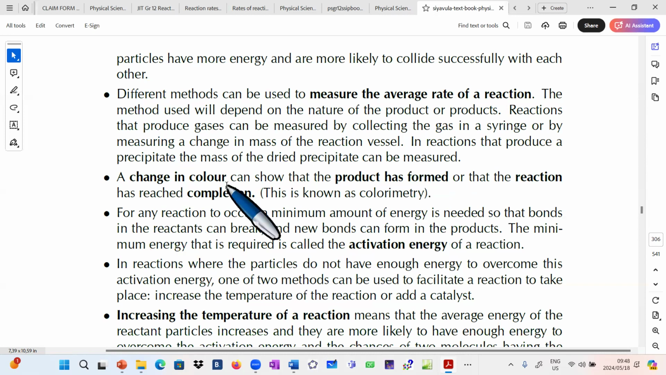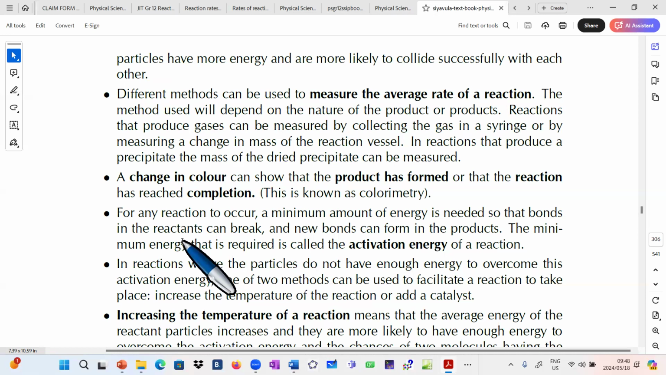Change in color can show that the product has formed or that the reaction has reached completion. We saw that in the case of the sodium thiosulfate and the black cross at the bottom of the flask.